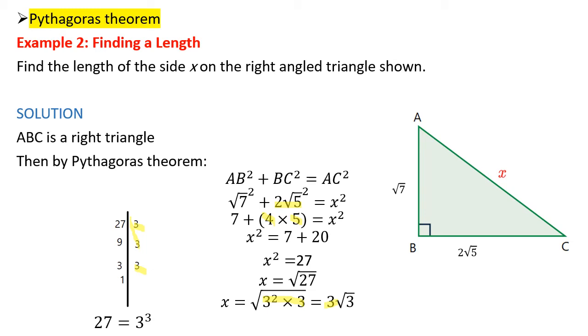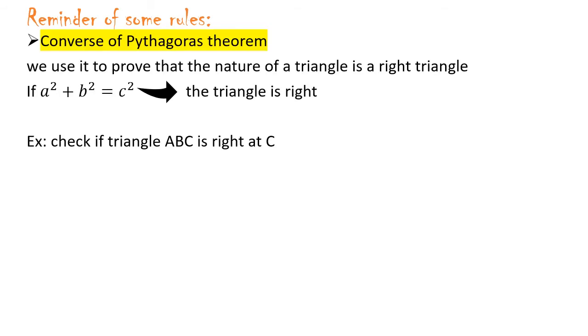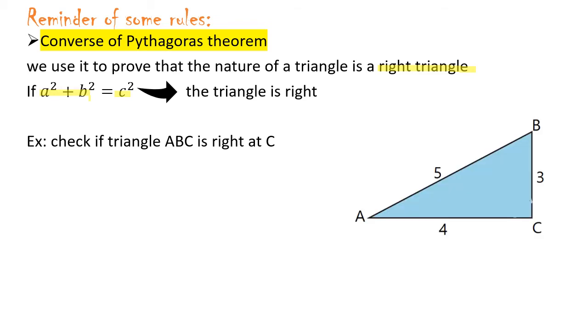It keeps the same. So the answer is 3 radical 3. Now, the converse of Pythagoras theorem, we use it to prove that a triangle is a right triangle. So when we are asked to prove that a triangle is right, we use the converse of Pythagoras theorem. So if we were able to prove that a square plus b square is equal to c square, then the triangle is right.